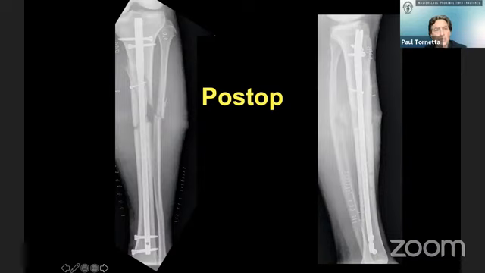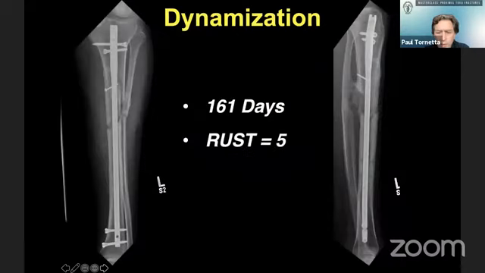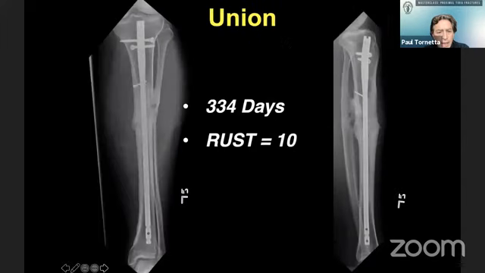And again, the semi-extended technique was also out of desperation. So all these innovations come from a patient need. So here's the patient post-op at 161 days. His Rust score was low. I dynamized him. I do believe in dynamization. I've had good results with that. So here you can see a little bit of a gap. And here he is with a Rust of 10 at 334 days, went on to union.